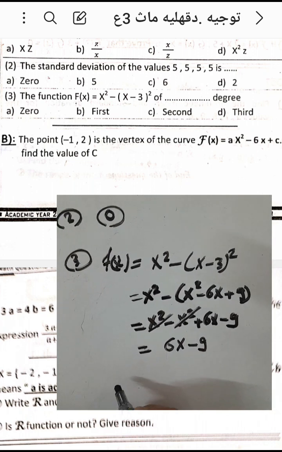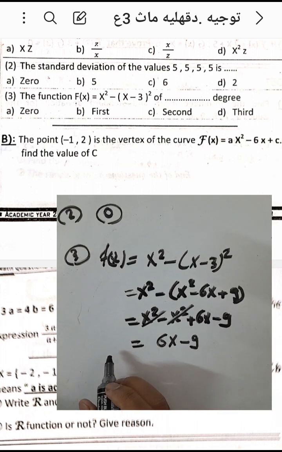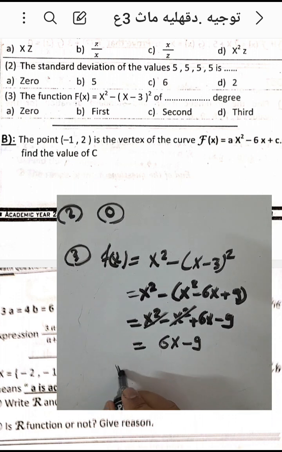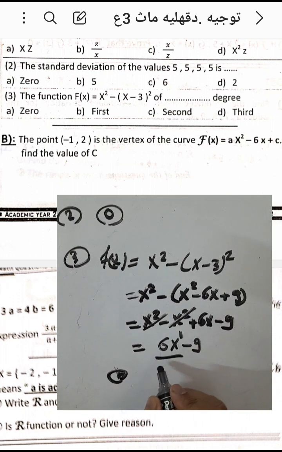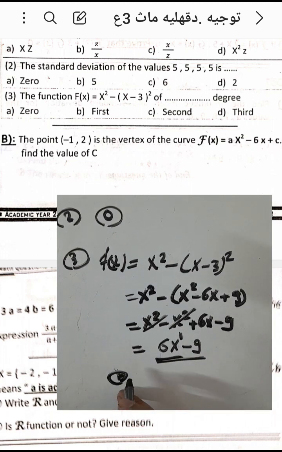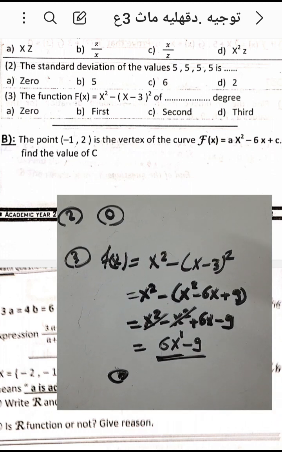Then we can find here the degree will be first. Choose letter B because x here has power 1. 6x power 1 minus 9, it's the first degree. Choose letter B here, first degree. Okay.